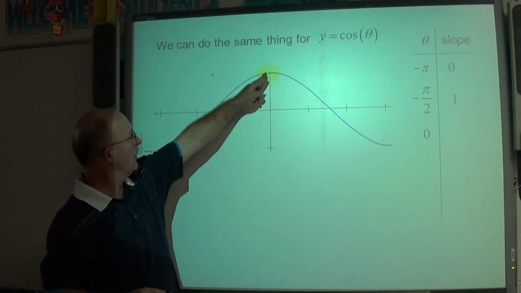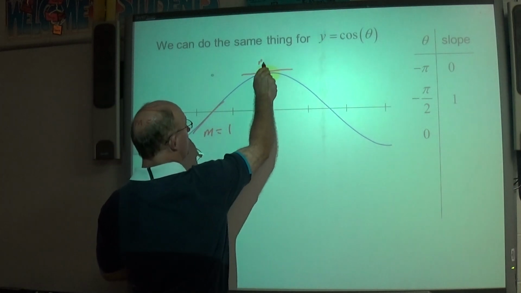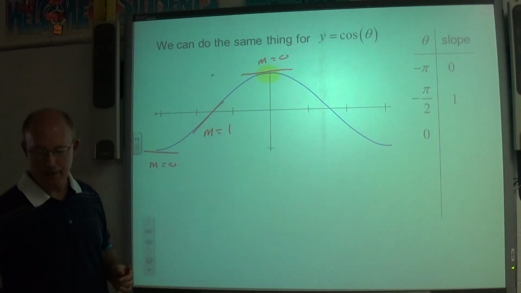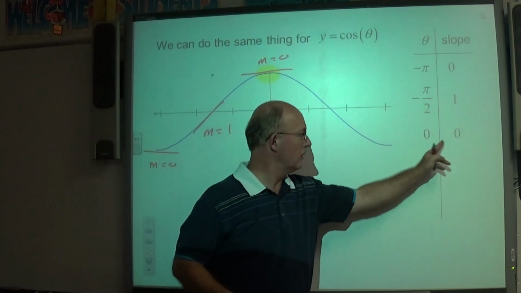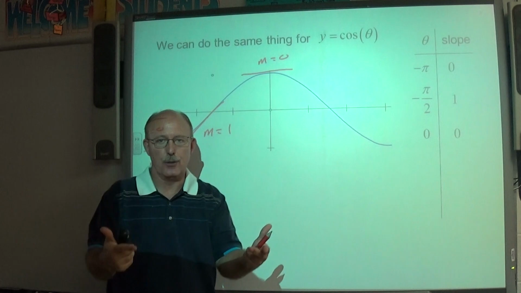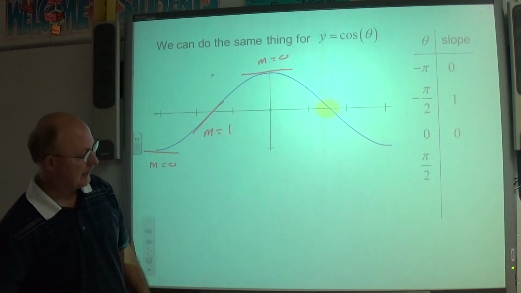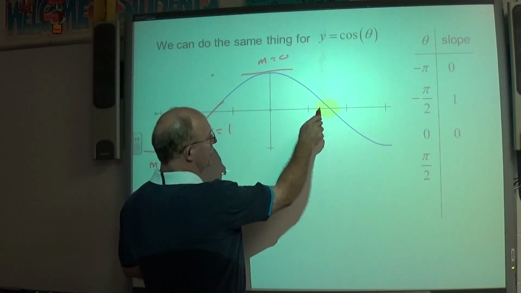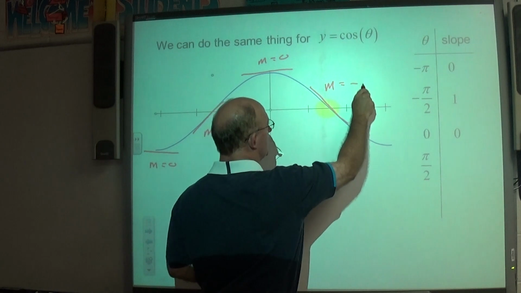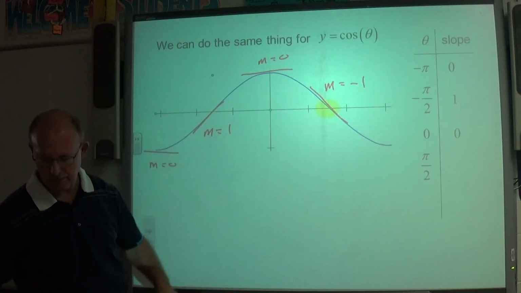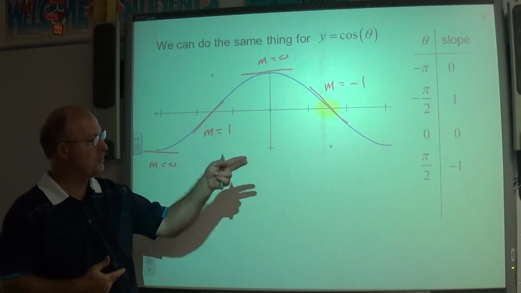Next let's try 0. You draw your tangent line and you can see this has a slope of 0. So the next ordered pair is 0, 0, another point on the derivative of cosine. Let's try pi over 2. If you draw the tangent line to the curve, this has a slope equal to -1. You can see it's decreasing from left to right. So at pi over 2, the ordered pair is pi over 2, -1.